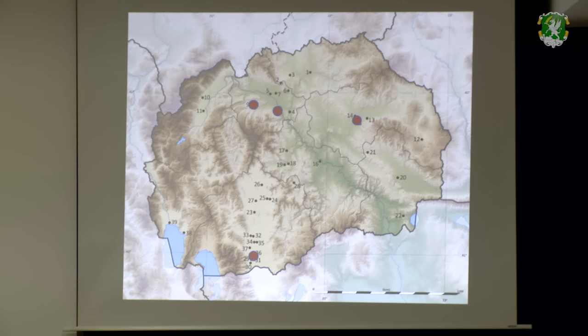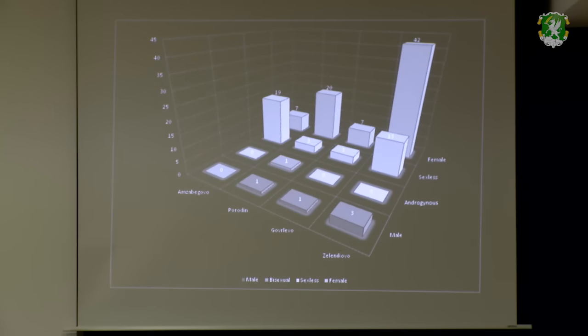So these are some of the sites which I chose in order to show these case studies, which prove that actually this general approach is quite dangerous for the study of figurines. So these are the sites from Govrlevo, Zelenikovo, Amzabegovo, and Porodin. When we make statistics of the material found within these sites, we have a different image.